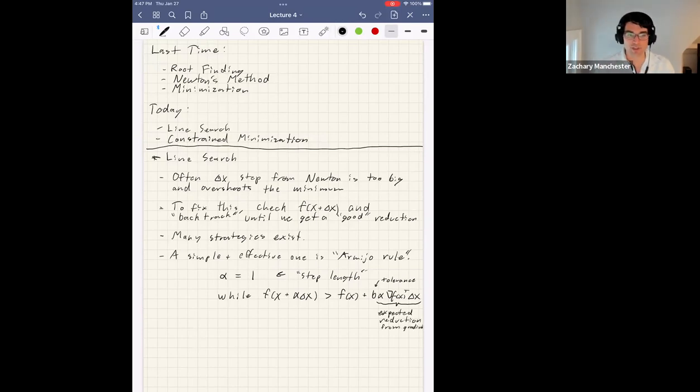So this is the naive expected reduction that you would get in f of x if it were a linear function, if it just had the gradient. What we're going to say here is we want f of x plus alpha delta x, our new Newton step with this backtrack parameter alpha, to be smaller than f of x plus the reduction we expected from a first order Taylor expansion, within some tolerance b. And while that's not true, we're going to chop alpha down by some geometric factor c.